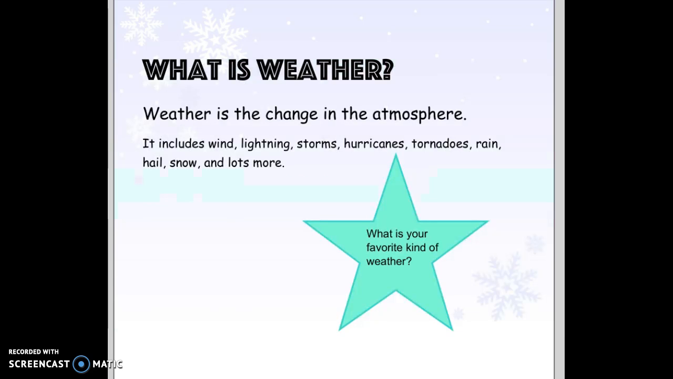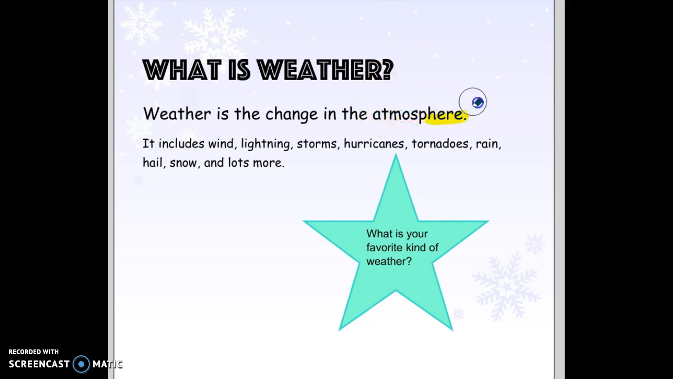Our first point of discussion here is we're going to talk about what exactly weather is. Weather can be defined as the change in the atmosphere. Now this word here, atmosphere, is kind of a big word. But a good way to think about it is that the atmosphere is the air that is all around us every day.